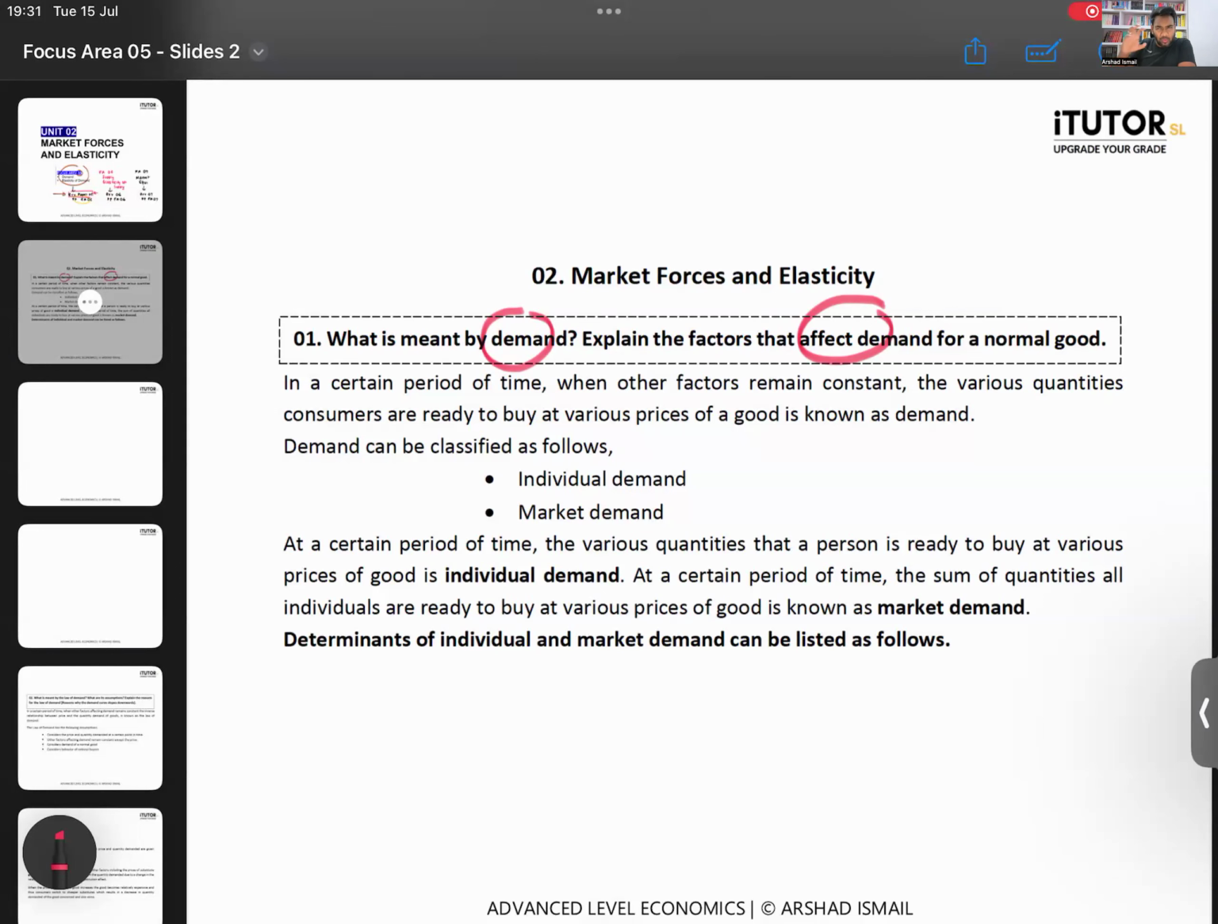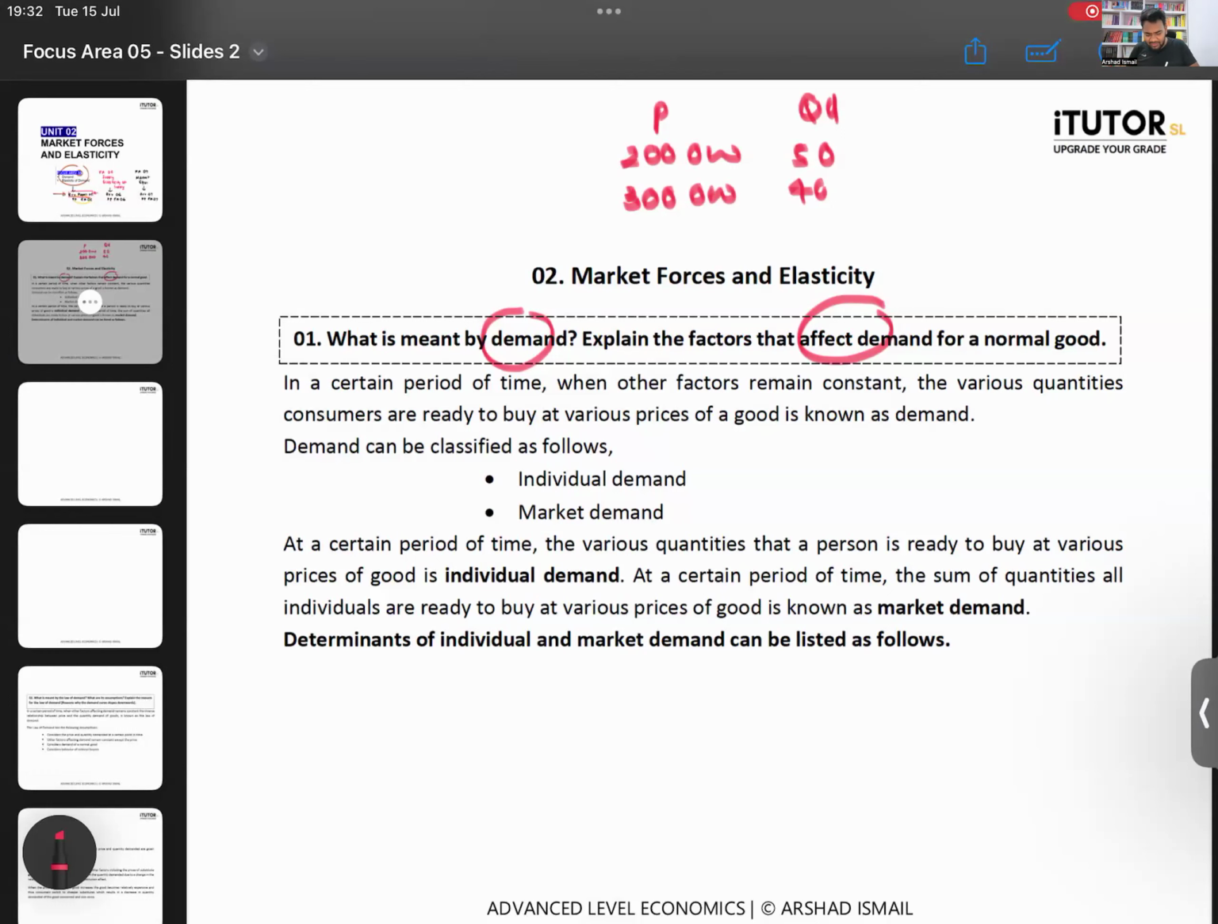For example, when the price of a good is 10 rupees, how many units are the consumers willing to buy? Let's take mobile phones. If the iPhone is 200,000 rupees, how many are people willing to buy? Let's say they are willing to buy 50 phones. If the price is 300,000, how many are people willing to buy? That is what you call demand level. At a given point of time, at various different prices, how many units are the consumers willing to buy? That's what you call demand.